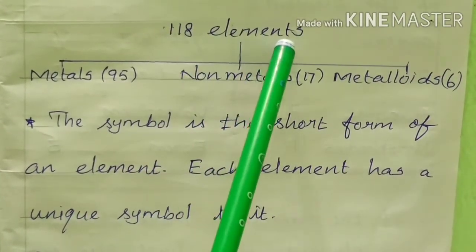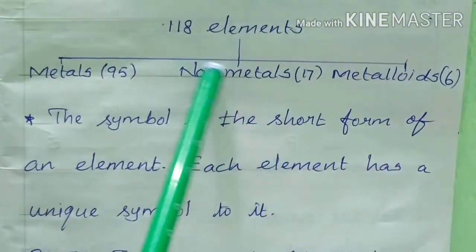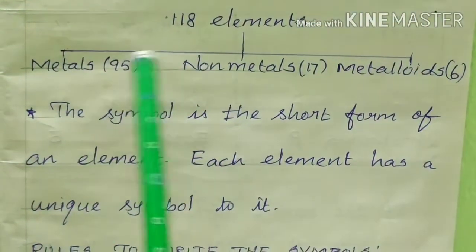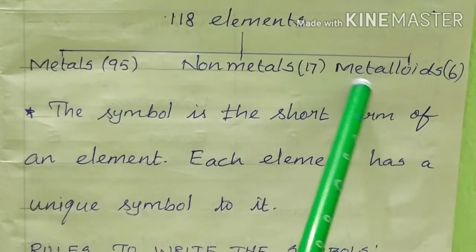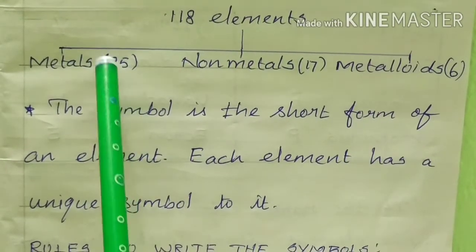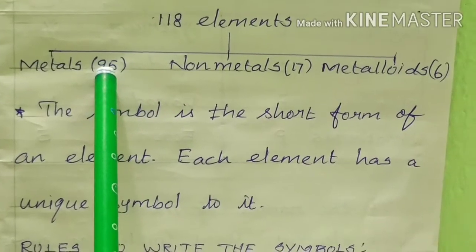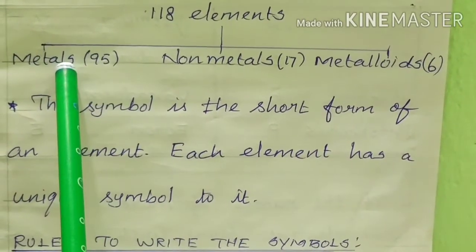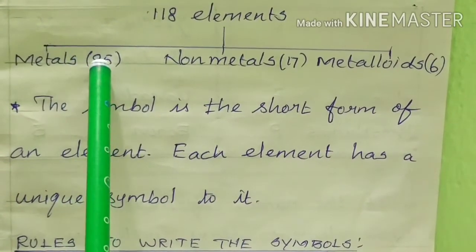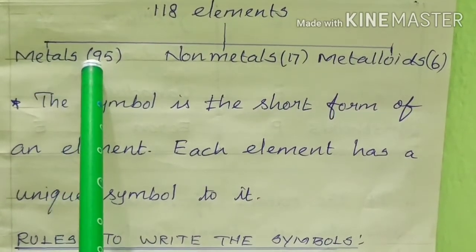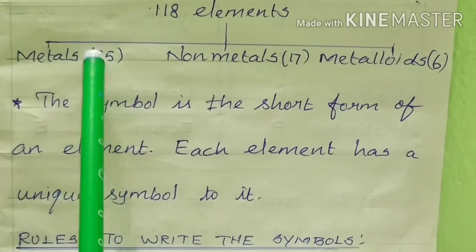These 118 elements have been divided into three groups: metals, non-metals and metalloids. What are metals? Metals are those elements which have some special characteristics. Metals are sonorous. Sonorous means sound making. Metals conduct heat, they conduct electricity, they are malleable and ductile.